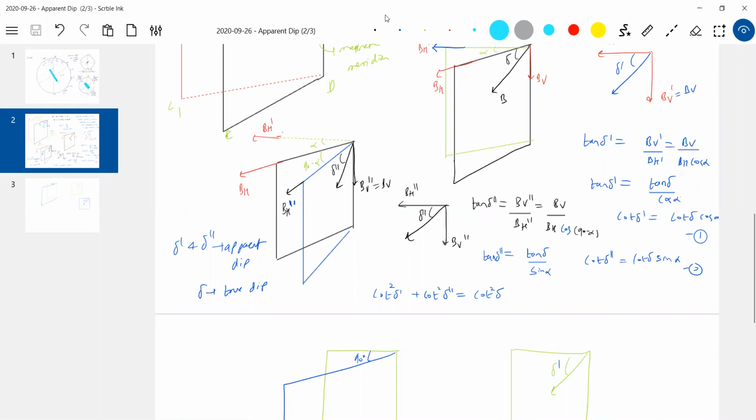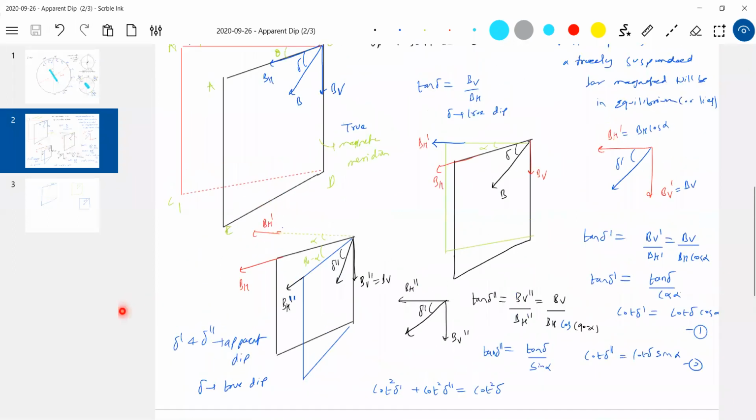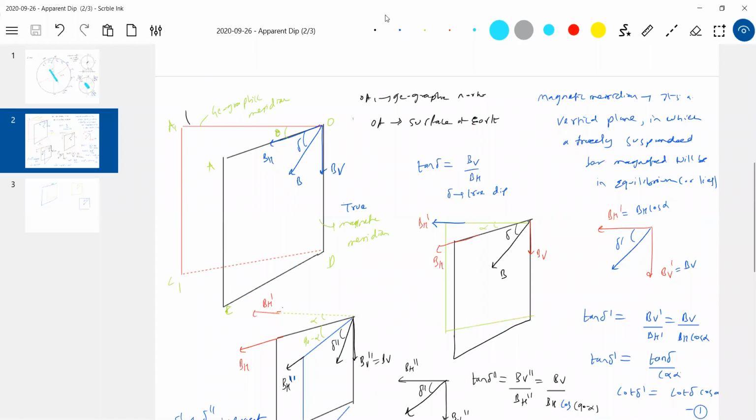Fine. And now, can we measure the declination also with the apparent dip? Because there is also a big headache. What is the declination? The angle made by the magnetic meridian with the geographic meridian. This is called the declination. How to find the geographic meridian? What is OA1? OA1 is geographic north.